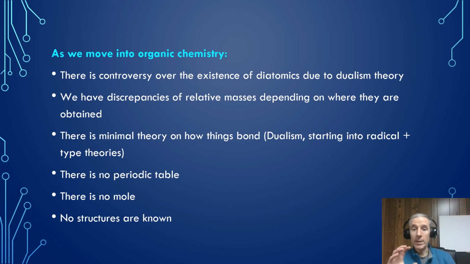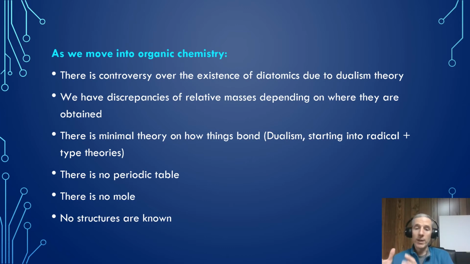So at this time, there was not a consensus on whether nitrogen, oxygen, and the halogens formed diatomics, because Dalton assumed that it would be impossible for two hydrogens to stick together. He was using the dualism model from Berzelius, which said that hydrogen is a positively charged thing. And so to have two positively charged things stick doesn't make any sense.